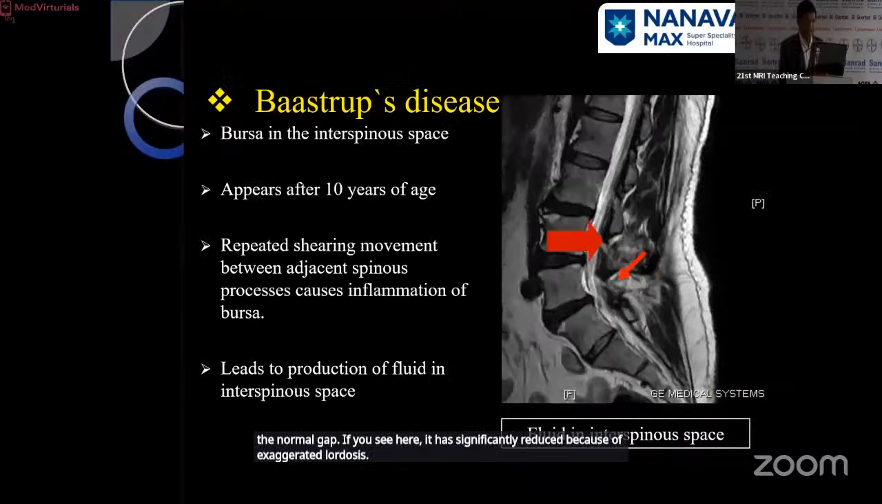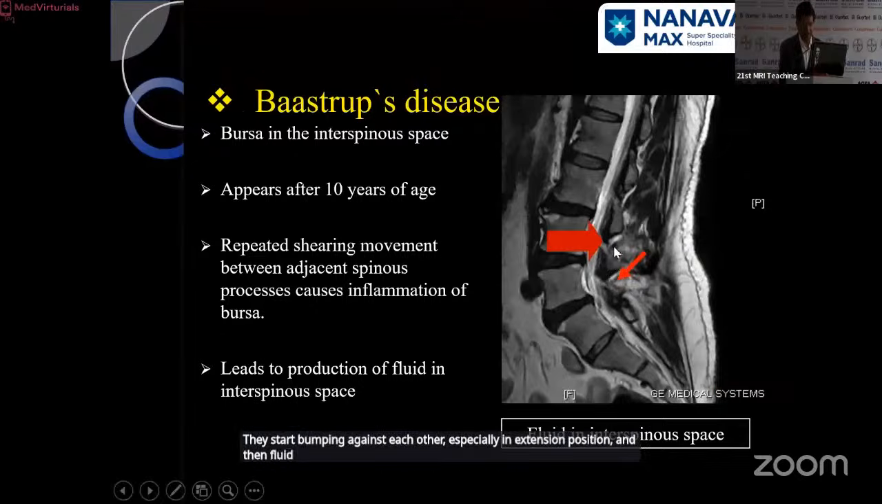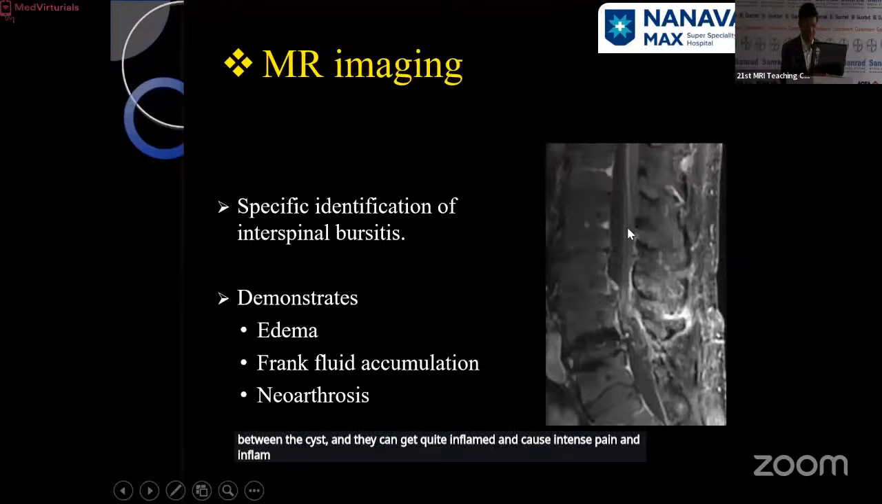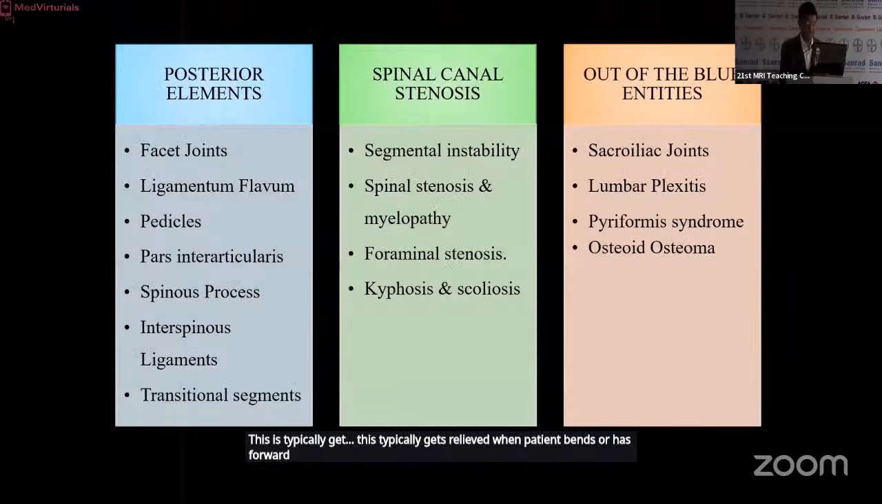They start bumping against each other, especially in extension position, and then fluid accumulates in the bursa between the spinous processes, and they can get quite inflamed and cause intense pain and inflammation. This typically gets relieved when the patient bends or has forward flexion.